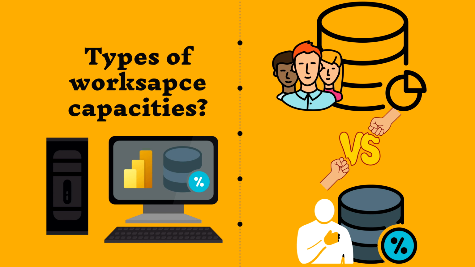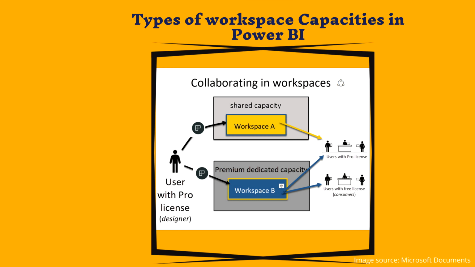Now let's discuss the types of workspace capacities. As I just mentioned, we have a shared capacity and we have a reserved capacity. So now you know that in the case of reserved capacity, no one else is going to utilize that capacity; it is dedicated to a particular tenant or your own organization. But in the Power BI Pro license, you always use the resources from the shared capacity.